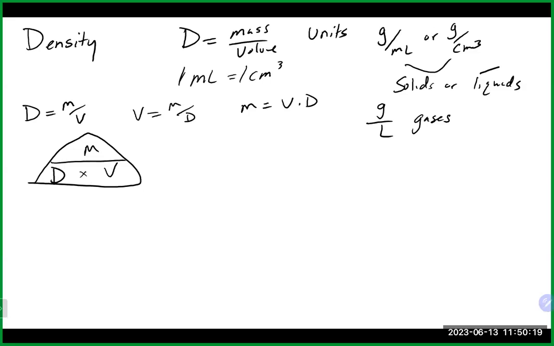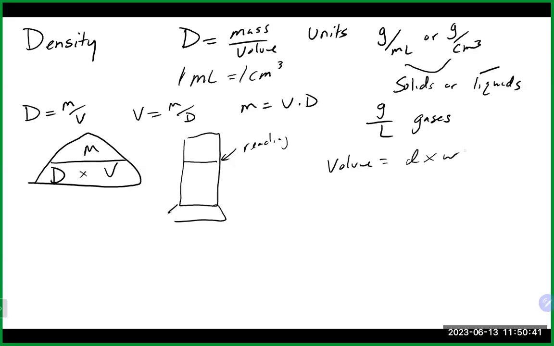Now, in terms of the volume part of it, we could get volume in a couple of different ways. We could get volume by simply reading the volume, right? The meniscus. Or we could do what we just talked about. If you have a cube or something like that, you could use a ruler and take the length times the width times the height, and you could get the volume that way. Probably the most common way that we get volume and density is what's known as volume by displacement.